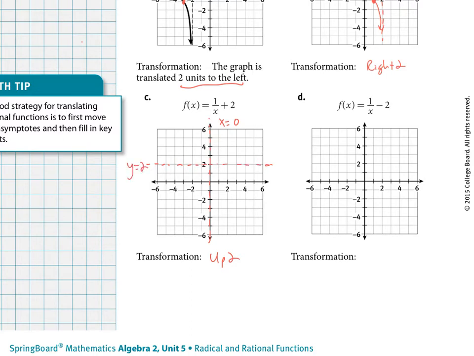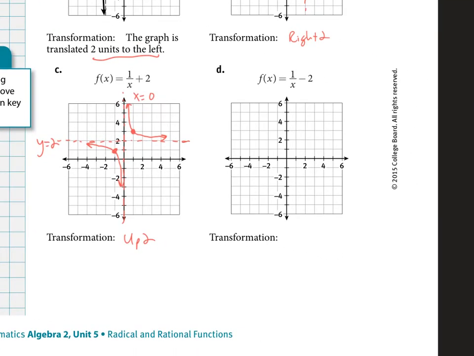If I plug in 1, I get 1 plus 2, so that's (1, 3), and I can now go ahead and draw in that nice smooth curve. If I plug in negative 1, I get negative 1 plus 2, so I get positive 1. So I'm able to get this particular graph.